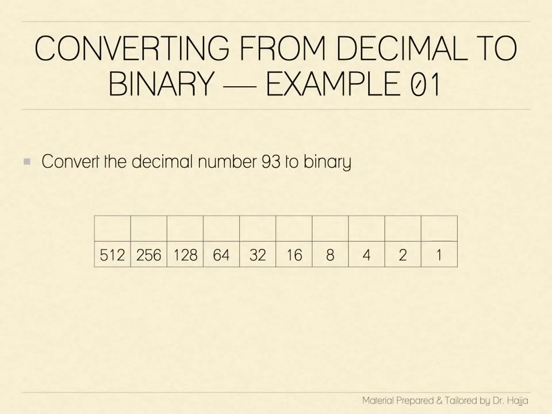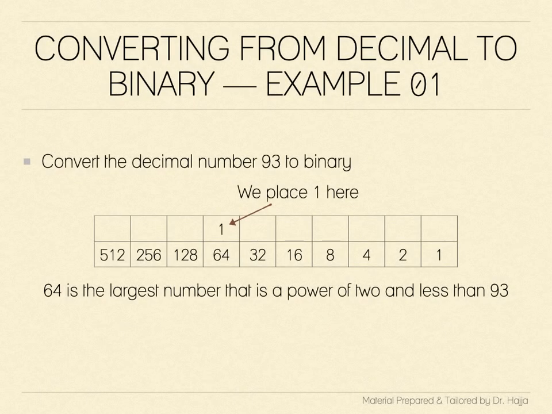Now let's see how this works with an example. We're going to convert the decimal number 93 to binary. We set up our base 2 table again with the powers of 2 from right to left: 1, 2, 4, 8, 16, 32, 64, 128, 256, and 512. Looking at our table, we can see that the largest power of 2 that fits into 93 is 64, so we place a 1 above 64 in our table.